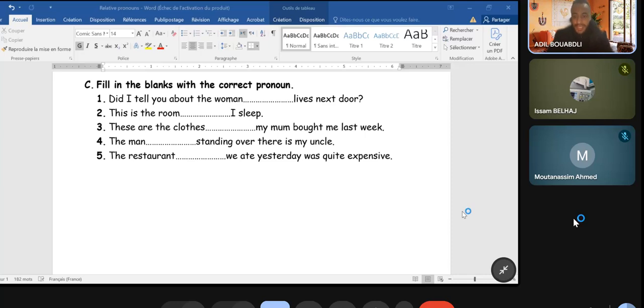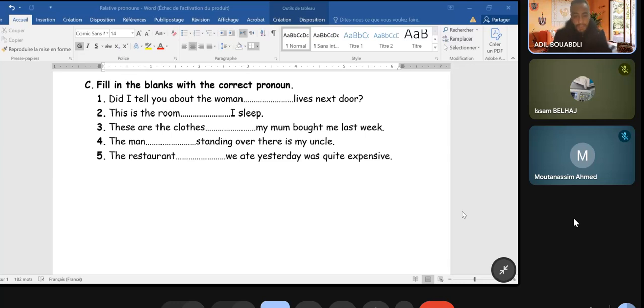Number three, these are the clothes, blank, my mom bought me last week. So we have the clothes. Clothes is an object. Yes, exactly. So you can use that or which. So these are the clothes that my mom bought me last week. Or you can say these are the clothes which my mom bought me last week. Okay, let's move on to the next one.